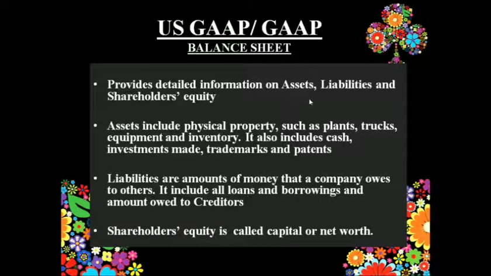Under assets, it includes all the cash, the fixed assets, the current assets, even intangible assets are reported. While in liabilities, any amount that the company owes to a third party is reported, like loans, borrowings, sundry creditors, all such things are reported under liabilities. And under shareholders' equity, you would see the capital, the net worth of the company.